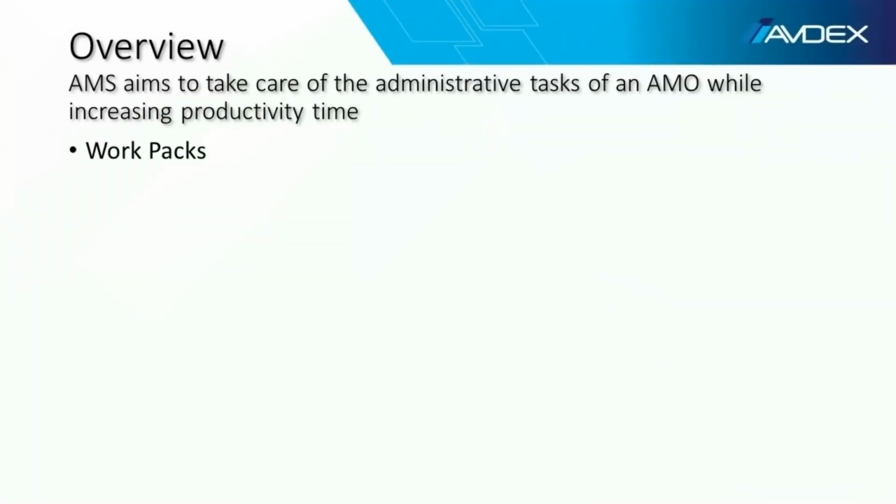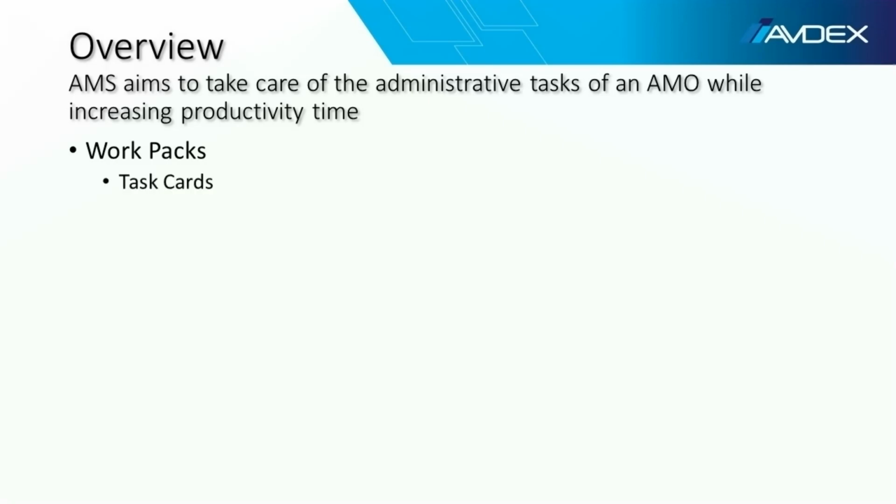Work packs. The general rule in aviation is that an aircraft may not be worked on without a work trail. This may be paper or electronic. Scheduled and unscheduled work must be complied with in accordance with an AMO work pack system. A work pack is created for each maintenance event. Traceability is everything.